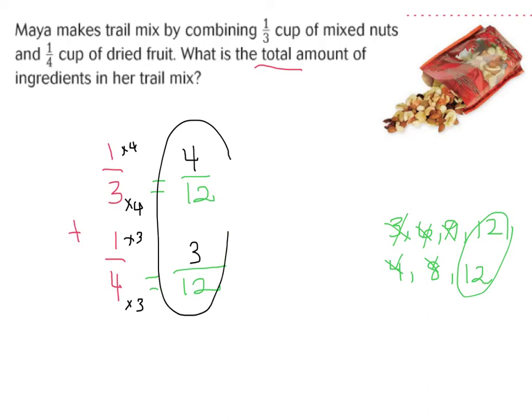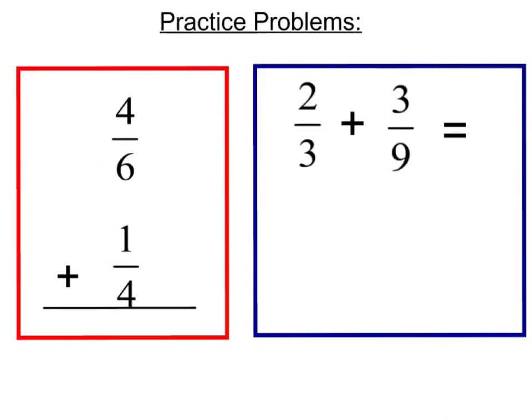Now here's my new equation. It's going to be 4 12ths plus 3 12ths equals 7 12ths. And I know I don't need to simplify 7 12ths because they don't have any factors that are the same except for 1. So we know, how many cups of trail mix did she have? She had 7/12 of a cup of total trail mix.